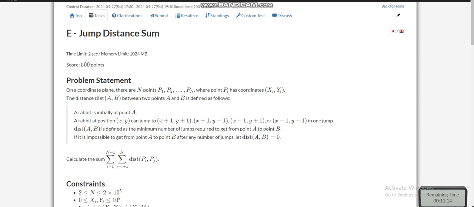Hello everyone. Today I am going to discuss the fifth problem of AtCoder Beginner Contest 351, which is Jump Distance Sum. This problem is quite interesting to me, and you will learn a lot of concepts from it. So what is the problem?